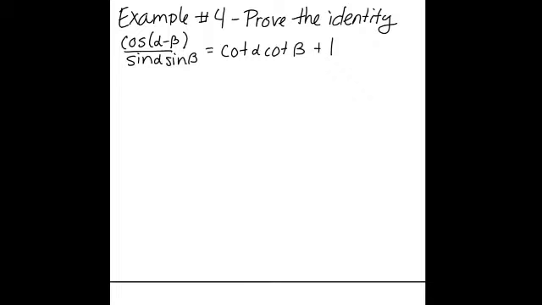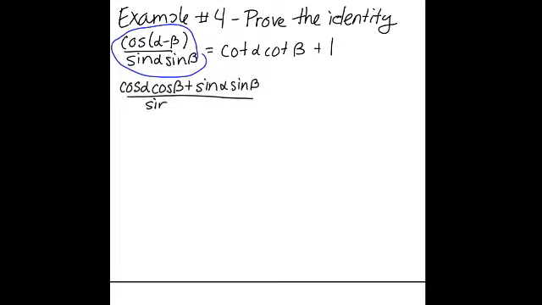So what we're going to do here is, remember, we're going to work with the left side, to try to get it equal to the right side. And now you can use all of those sum and difference formulas that I gave you guys. So cosine alpha minus beta, remember, is going to turn into cosine alpha cosine beta plus sine alpha sine beta over sine alpha sine beta.